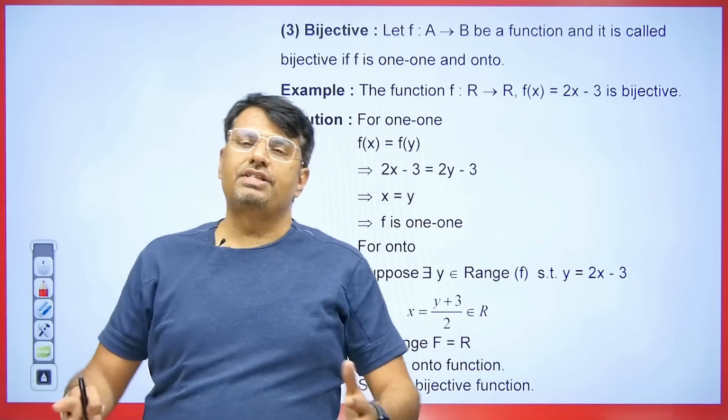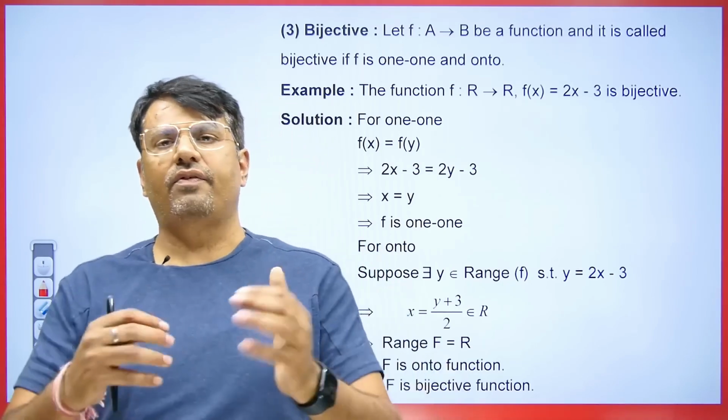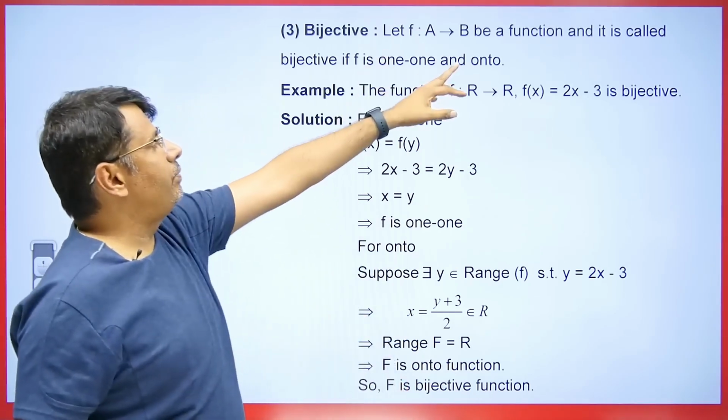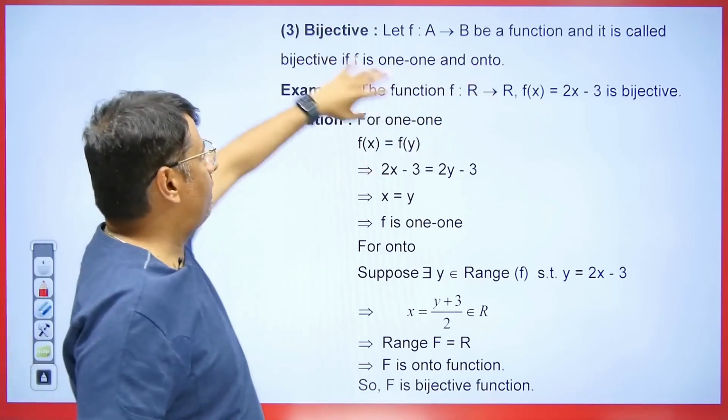Students, let's discuss bijective functions. So what is a bijective function? A bijective function is a function that is both 1-1 and onto, right? Is this clear? A function f from set A to set B is called bijective if it is both 1-1 and onto. Students, now let us see an example.